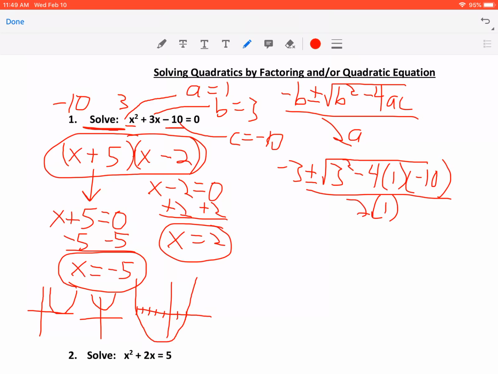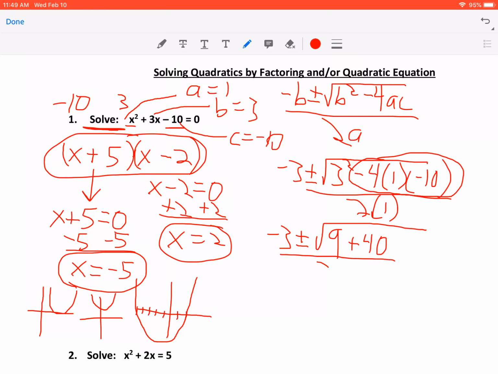All right, so let's clean up what's inside the radical. Negative 3 plus or minus the square root of 3 squared is 9. And remember, that's a negative 4 times 1 times a negative 10. Negative 4 times 1 is negative 4. Negative 4 times a negative 10 is a positive 40. So we have 9 plus 40, divided by 2.